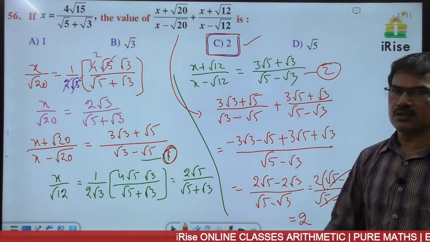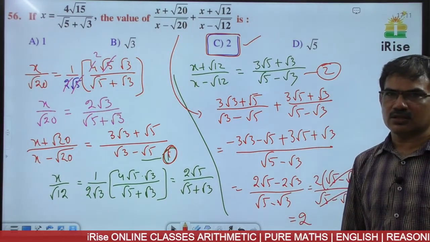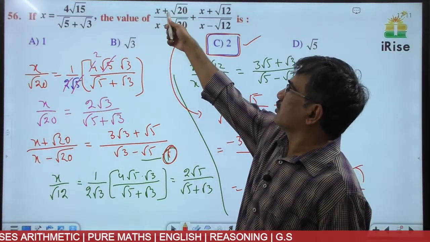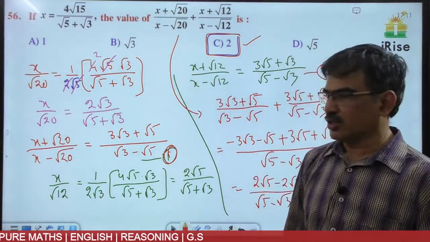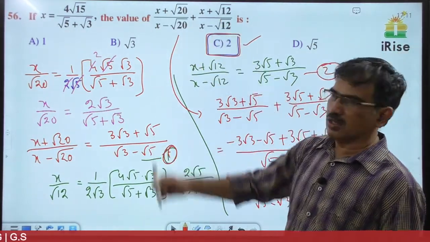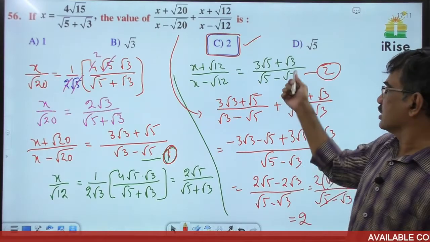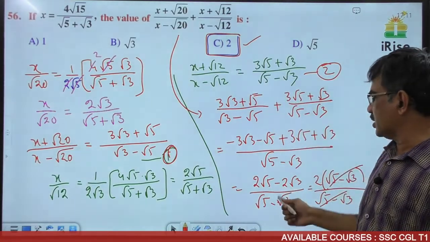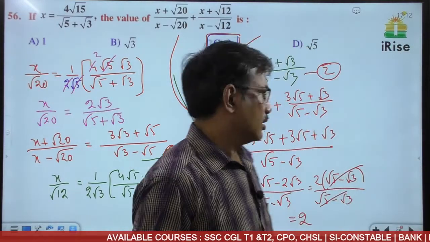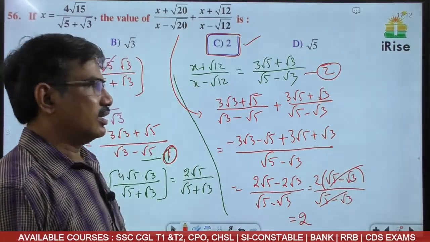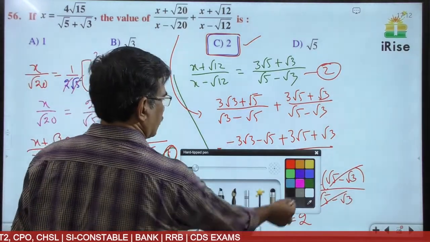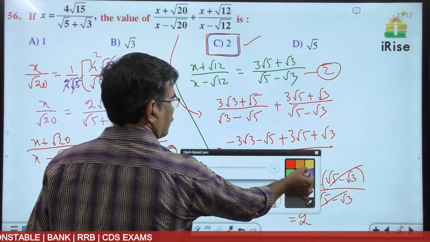This is the procedure to find the answer. This is the longest procedure. First of all, you have to find x by root 20, then apply componendo and dividendo, and we get the first part. Find x by root 12, apply componendo and dividendo, and we get the second part. Then adding these two parts, we get the answer as 2. I want to make a formula for this. Okay? How to write this formula? See carefully.